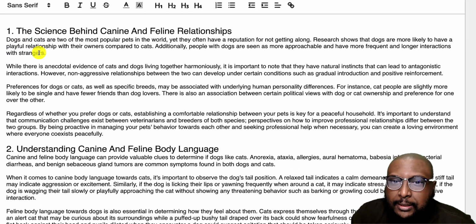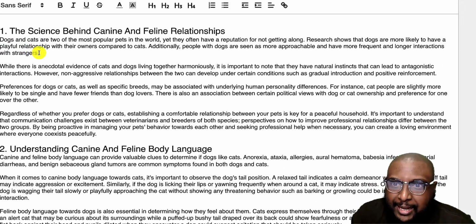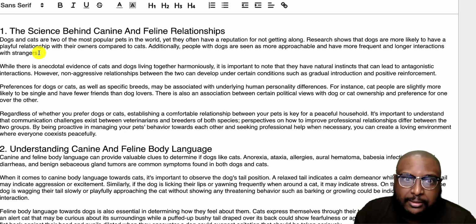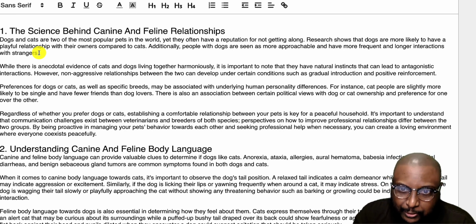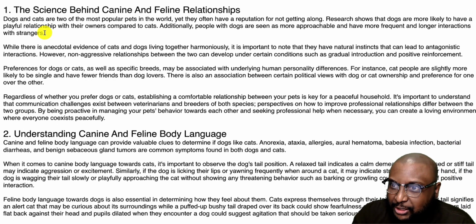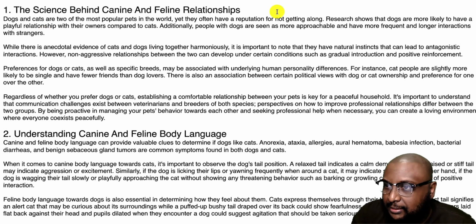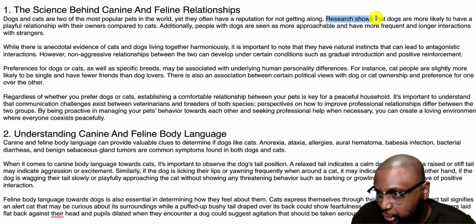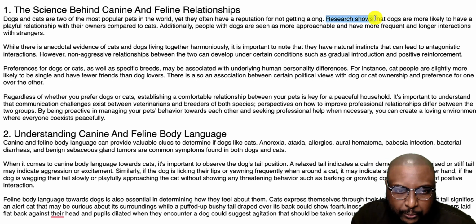The science behind canine and feline relationships. Dogs and cats are two of the most popular pets in the world, yet they often have a reputation for not getting along. Research shows that dogs are more likely to have a playful relationship with their owners compared to cats. So that's pretty good that it says research shows, so it gives it a more factual based approach.